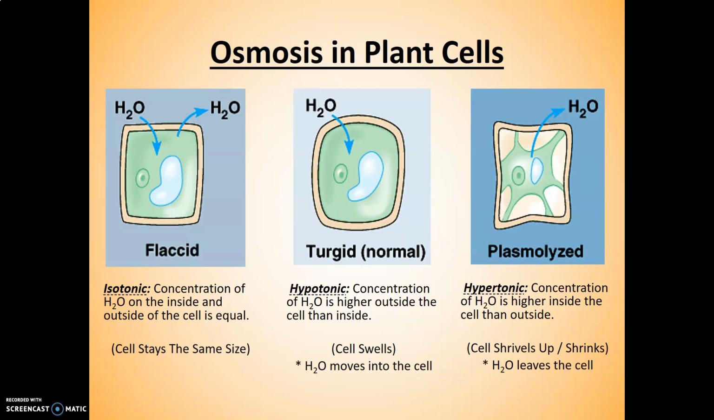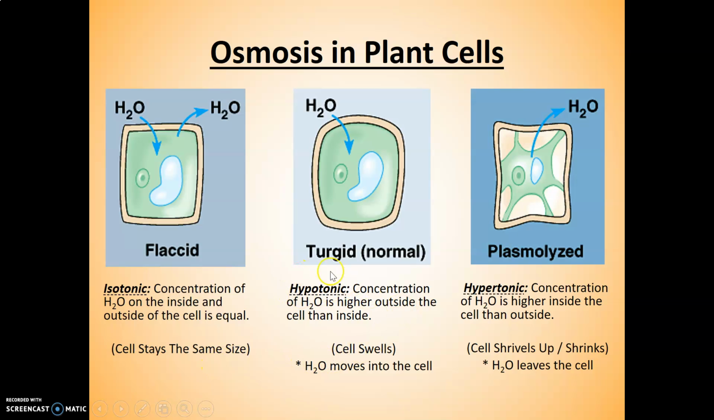This also can occur in plant cells. The difference between the animal cell and the plant cell in this case is that you have this cell wall and then the cell membrane surrounding the cytoplasm and things inside. So this would be an isotonic example where your concentration is equal inside and outside the cell, and water is going to move freely into and out of this cell. Cell will stay the same size.